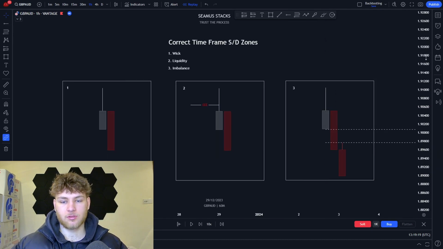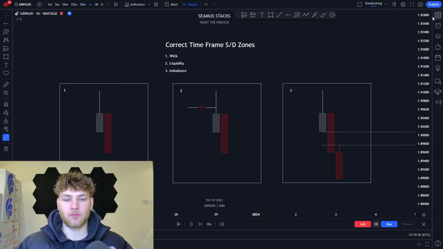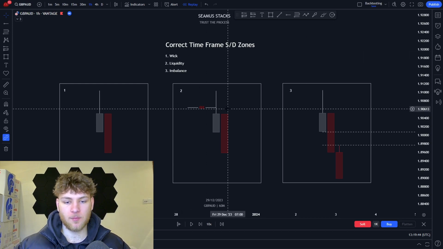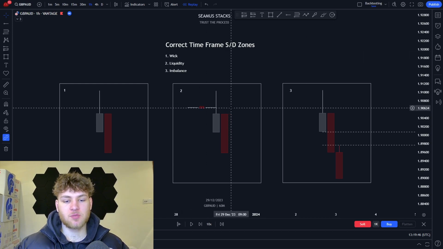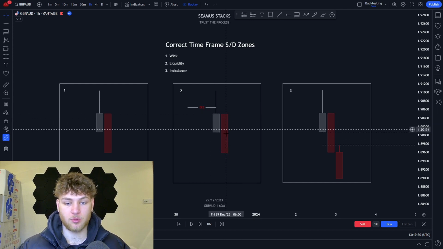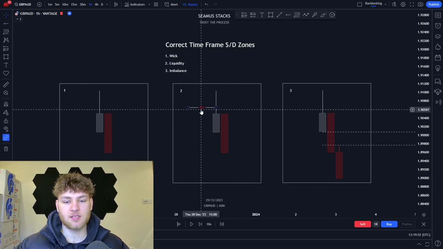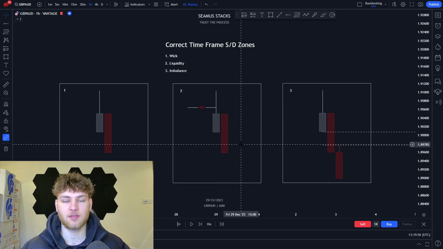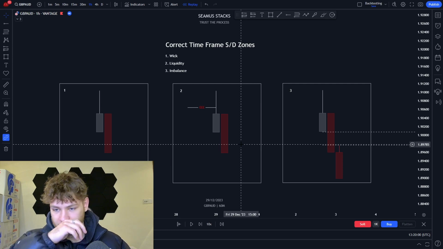Now, we are going to go on to liquidities. So, what is the significance of a liquidity purge in order to find the correct time frame for our supply or demand zone? Well, if a liquidity purge is present before we get our sell off or our buy off, for this example, we got our sell off, it indicates that price took out liquidity before giving that bearish move, and that the liquidity purge was the catalyst for that bearish move.